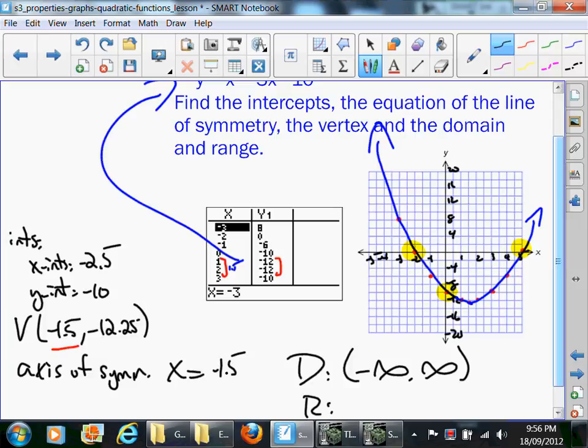With the range, the minimum value is right here at negative 12.25. But it goes from that minimum value, so we use square brackets because it includes that point. We can't use square brackets around the infinities because infinity is a concept. It's not an actual number. So the range goes from negative 12.25, it includes negative 12.25, so we can use square brackets. It goes up to positive infinity, but we cannot say infinity is a number, so we have to use round brackets around the infinity.